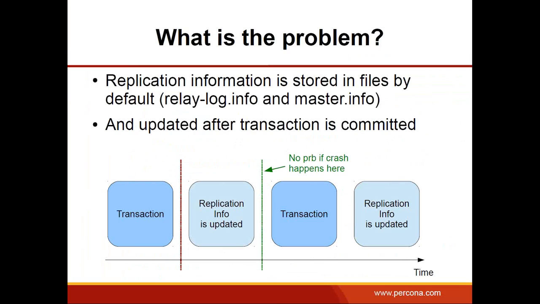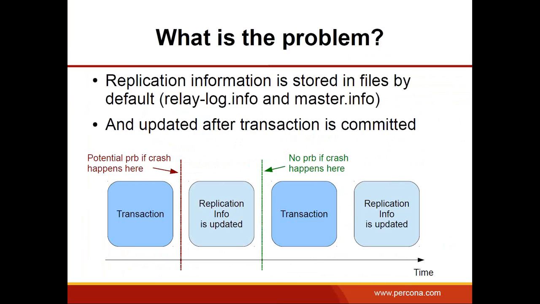What happens now if you have a crash here? That can be a problem because you have a transaction that has been committed, but the slave has not stored the fact that the transaction has been committed. So when you restart replication, there is a risk, for instance, that you will re-execute this transaction, which may cause a duplicate key error.